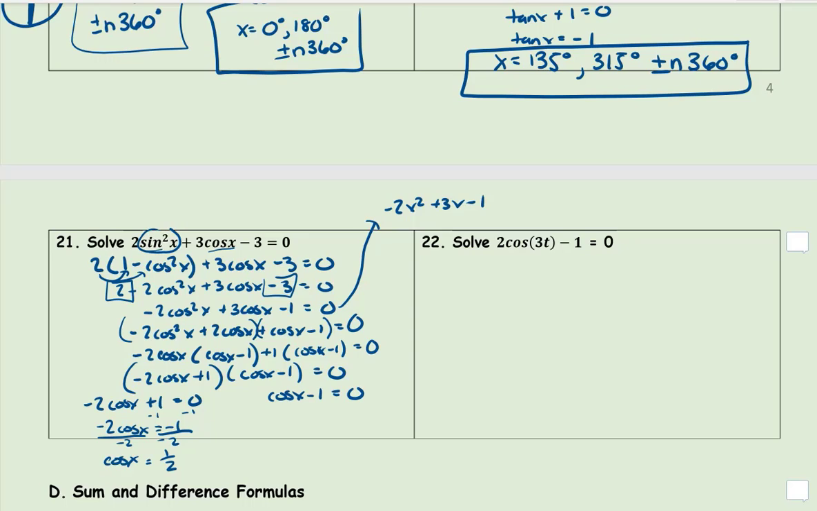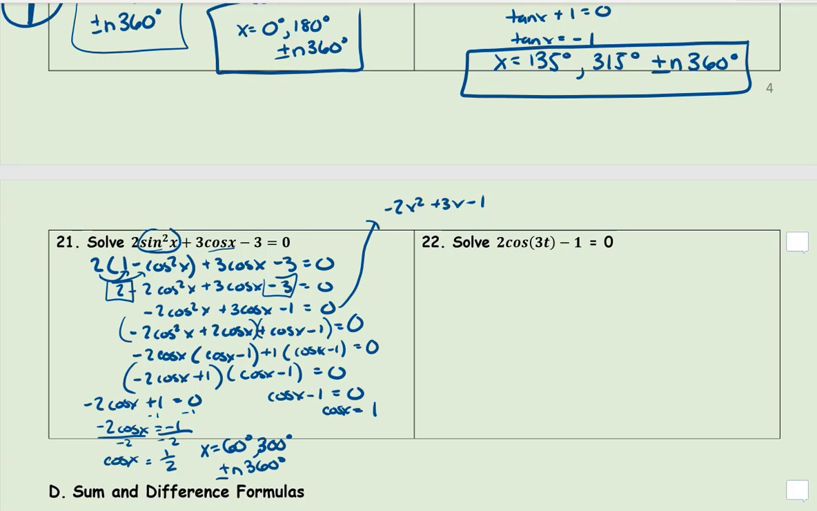And in the unit circle, cosine of x is equal to 1/2 at 60 degrees and 300 degrees. And we cannot forget all of their other answers here. Okay, so then we also have cosine of x minus 1 is equal to 0. So we're going to have cosine of x is equal to 1 after we add 1 to both sides.